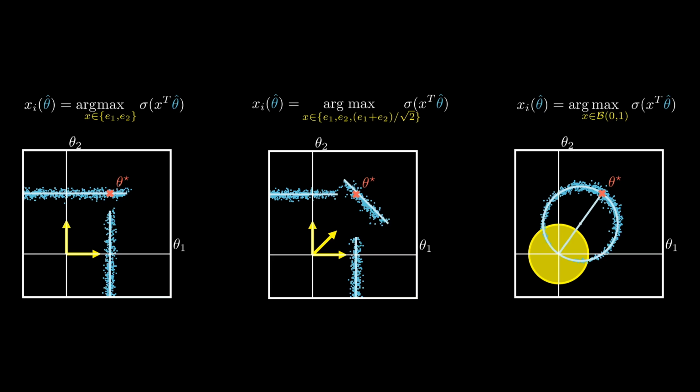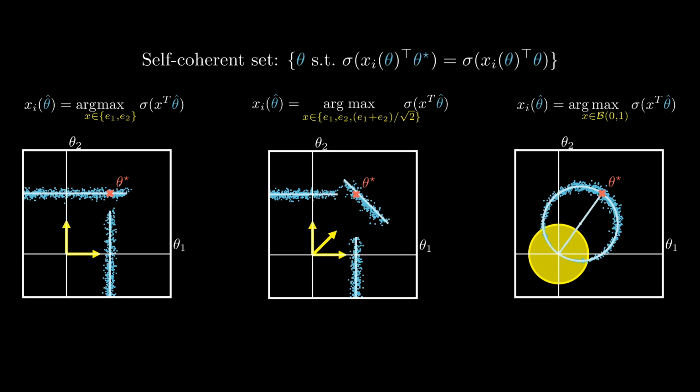Okay, so now we have that intuition, we can write what is this set towards which the maximum likelihood estimator converges. It is the set of possible values of theta such that if we play an action x according to theta, the true reward we get, which is sigmoid of x transpose theta star, is the same as the one we would get if the real reward was using theta and not theta star. So this set is sometimes called the self-coherent set. Self-coherent because when you play according to your belief, what you observe is coherent with your belief.